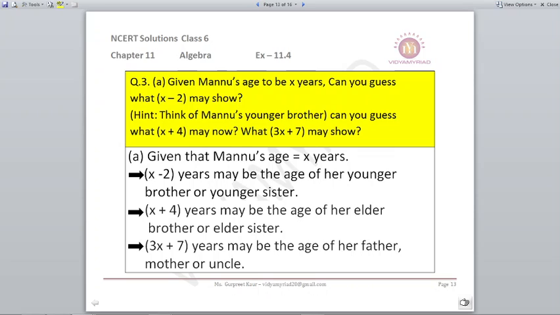Question number 3, A part. Given Manu's age to be x years, can you guess what x minus 2 may show? Hint. Think of Manu's younger brother. Can you guess now what x plus 4 and 3x plus 7 may show? So if Manu's age is x years and we want to write about x minus 2, it can be the age of the younger brother or younger sister. If I am talking about x plus 4, it may be the age of an elder brother or elder sister. And if I am talking about 3x plus 7, it may be the age of her father or mother or uncle.